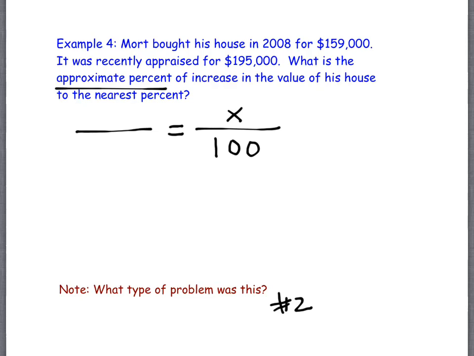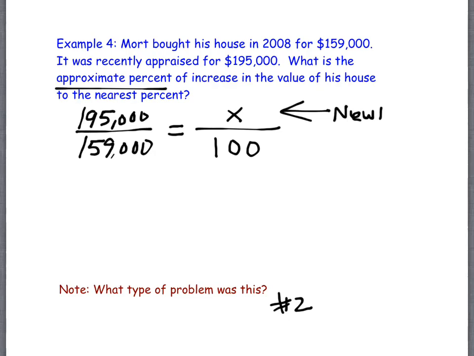195,000 on top. Okay. And then what? The 159 on bottom. Okay, yeah. So this is the new amount, if you will, compared to the original amount. This is one way to set it up.